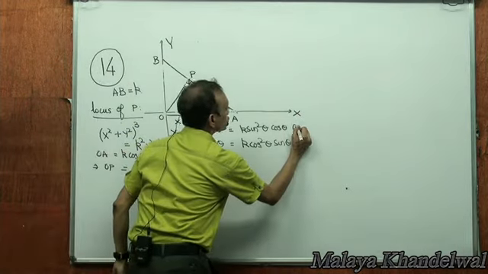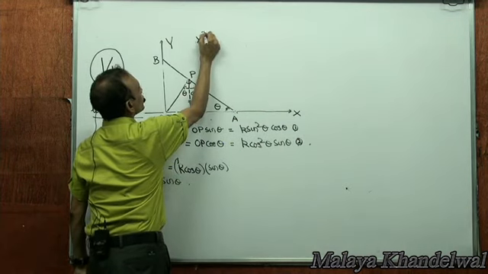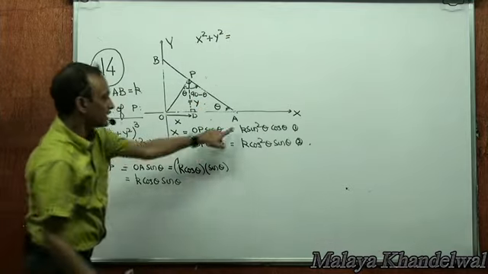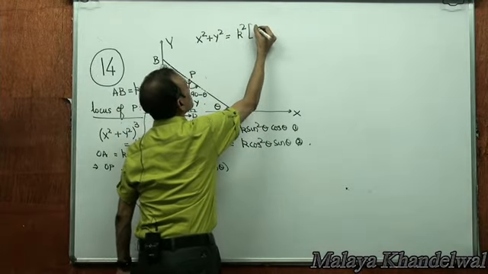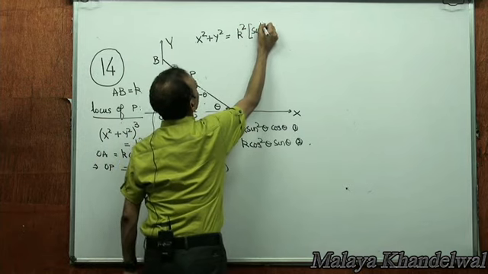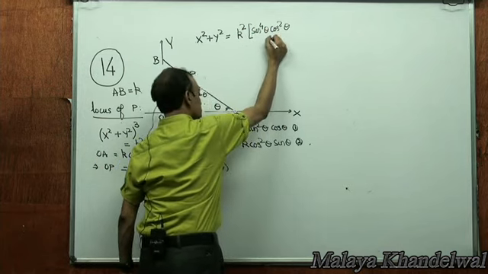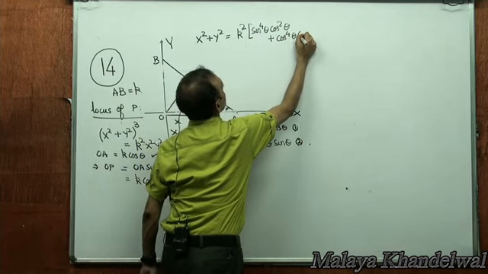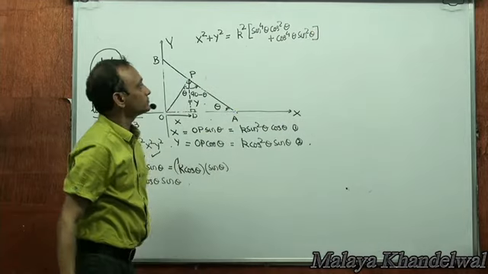Now, if I square x and y and add these two things, 1 and 2, x square plus y square, what do I get? I get k square sin to power 4 theta cos square theta plus cos to power 4 theta sin square theta. That's x square plus y square, isn't it?